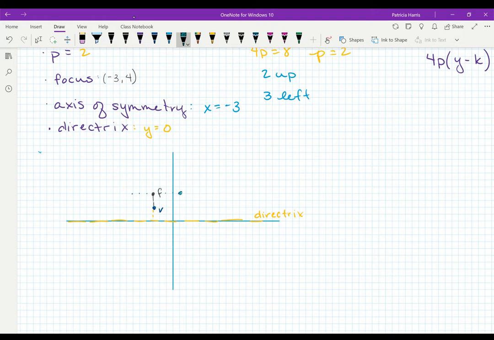1, 2, 3, 4. And then I'm going to connect my vertex and my 2 points. And then I am done. And that's it. Okay? So this is P, P, 2P, 2P. It's a lot easier. Once you get used to it, it does go a bit faster.